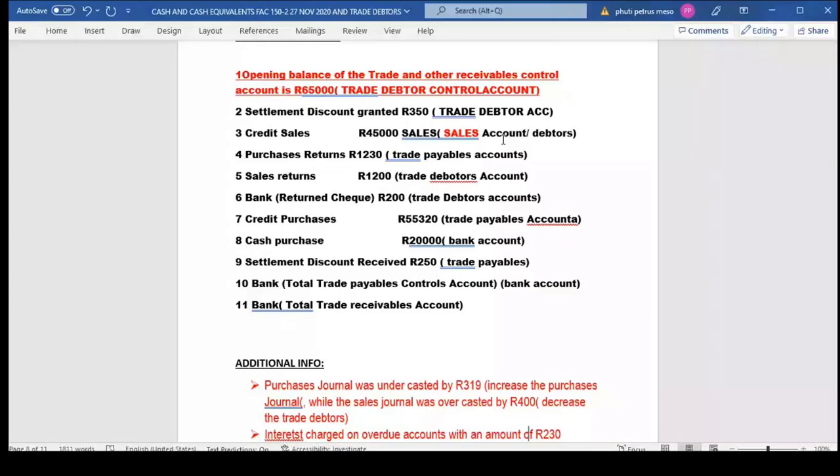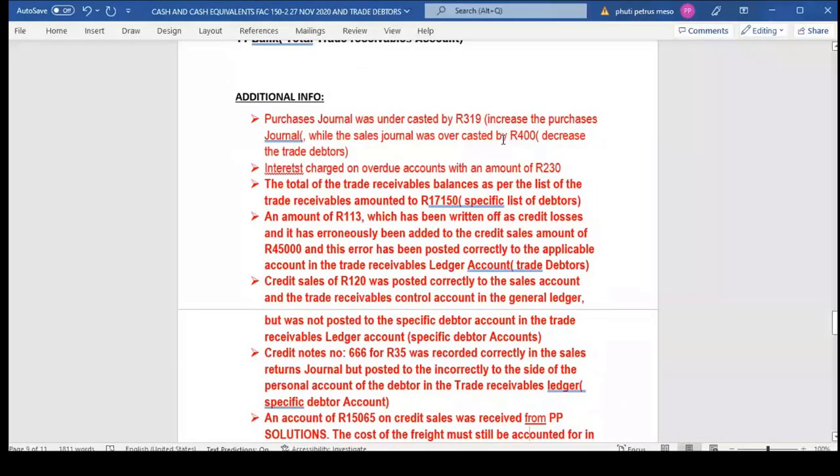receivable control account. Let's have a look at our additional information, which says the purchases journal was undercosted by an amount of 319. It's an increase in the purchases journal, while the sales journal was overcosted by an amount of 400 rand. That's a decrease in the trade receivables control account. Got an interest charge on overdue accounts with an amount of 230. And the third bulletin says that we've got the total of the trade receivables balances per the list of the trade receivables, an amount of 17,150, specific list of debtors.